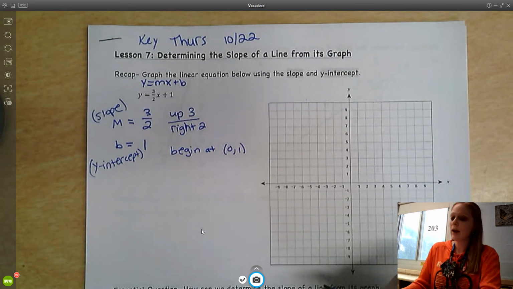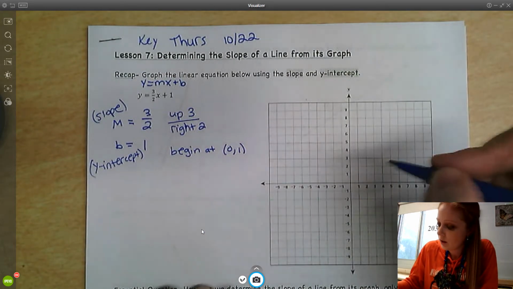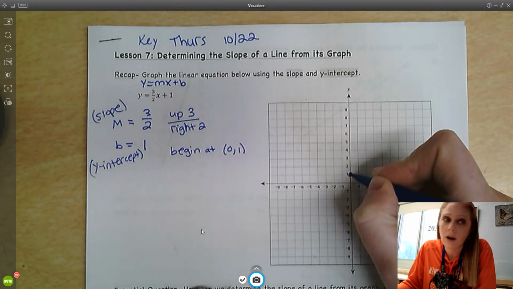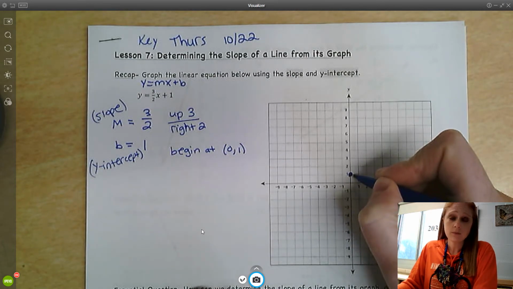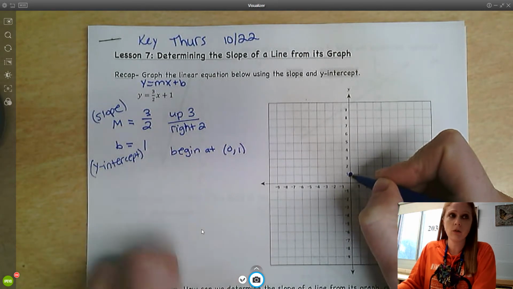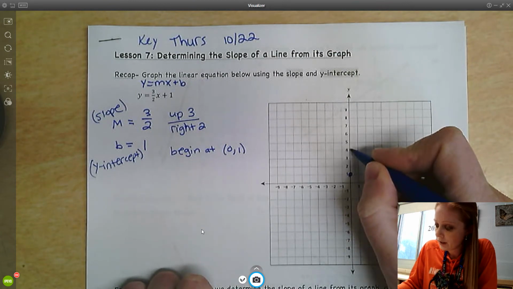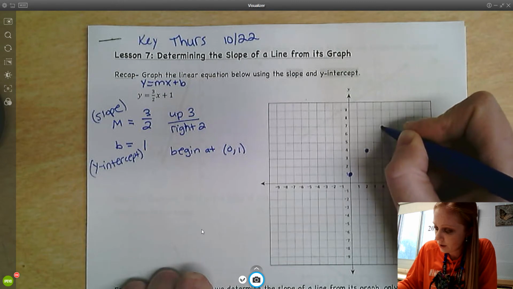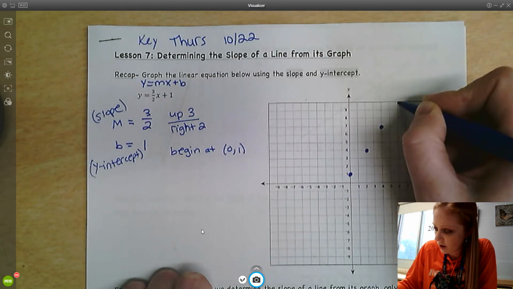Okay, so then we go ahead and graph that. We begin at (0, 1). So here's 0, and here's 1 on the y-axis. This is the point (0, 1). And then we're going to move up 3, right 2. Up 3, right 2. Plot a point. Up 3, right 2.